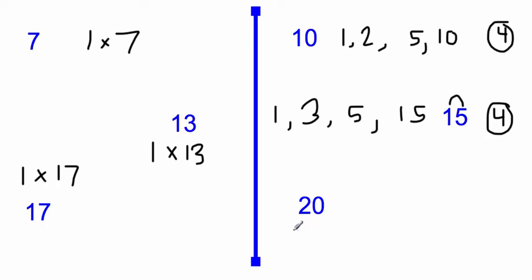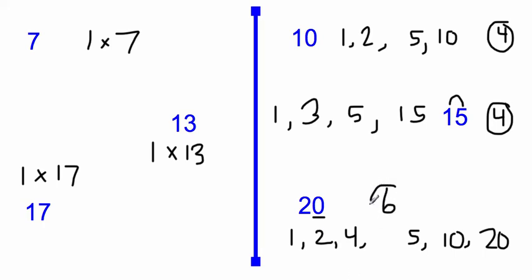And now for 20, list the factors of 20. 1 times 20, obviously, don't forget that one. And then it ends in a 0, so that means it's divisible by 2. So 2 times 10 is also 20. It's not divisible by 3 because 2 plus 0 is 2, and that's not divisible by 3. It is divisible by 4, though. So 4 times 5 is 20. And there aren't any other factor pairs. So there's 6 total factors of 20.